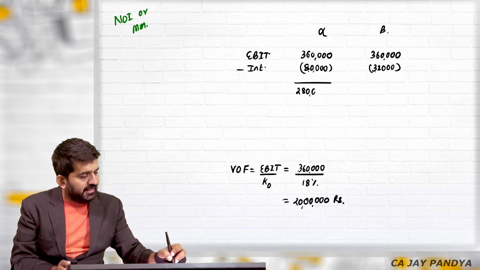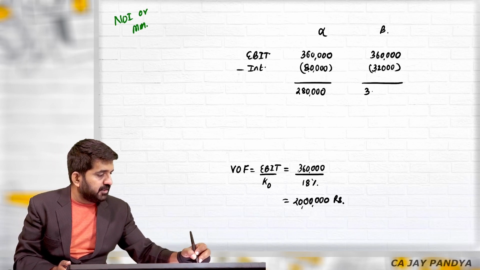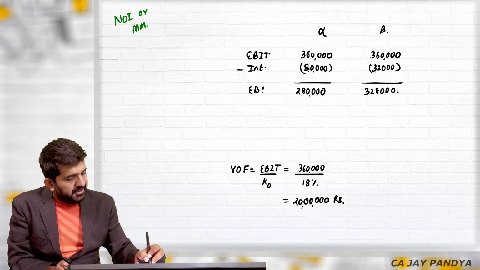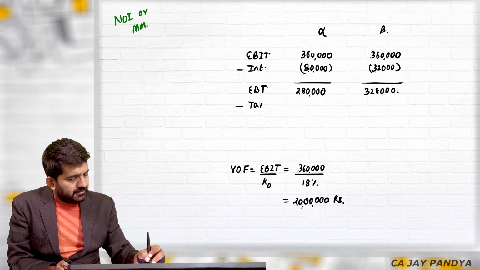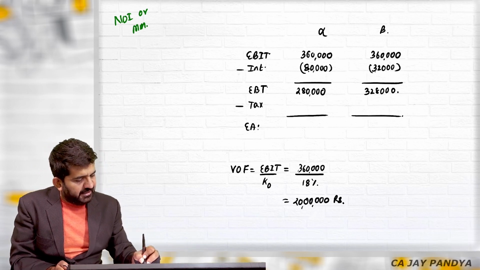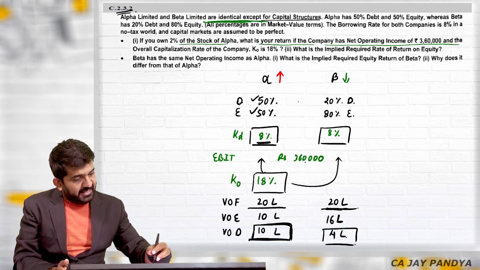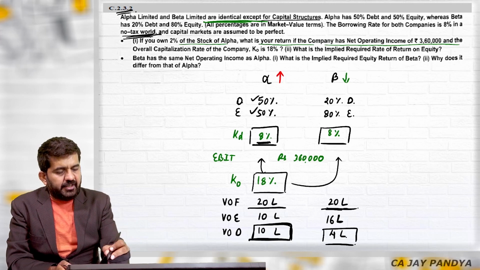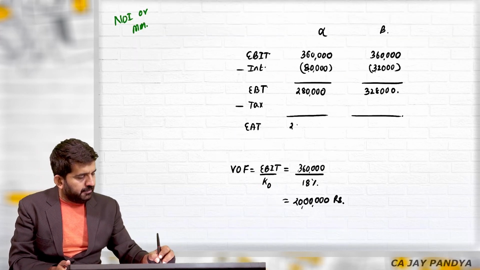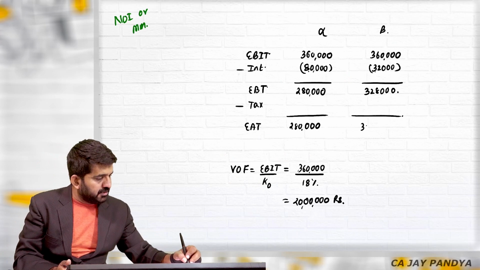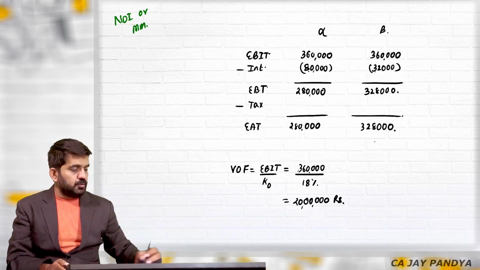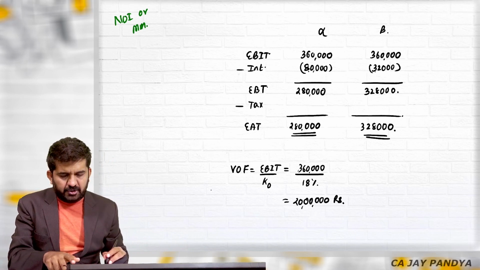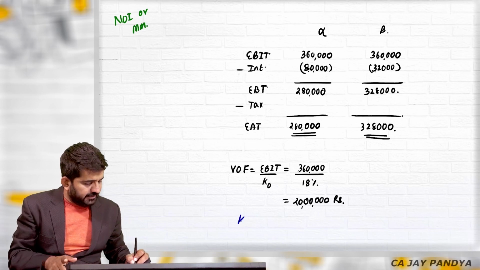This will be 2,80,000. This will be 3,28,000. This will be EBT minus taxes, I will be getting EAT. I always do EAT directly. What are taxes? There are no taxes. In a no tax world, this will be earnings available to equity shareholders: 2,80,000 and 3,28,000. Once I have the value of equity and earnings available to equity shareholders, I can easily find out KE.